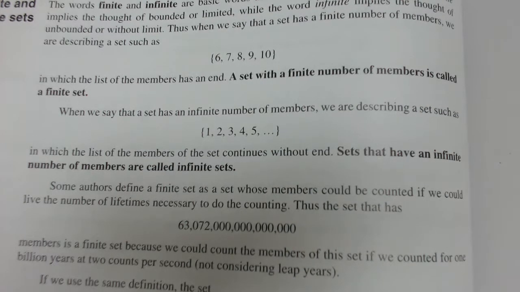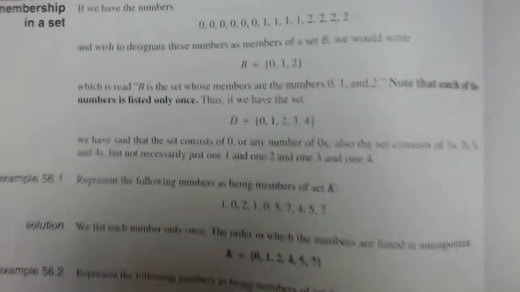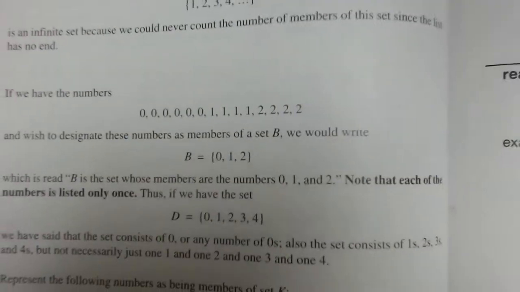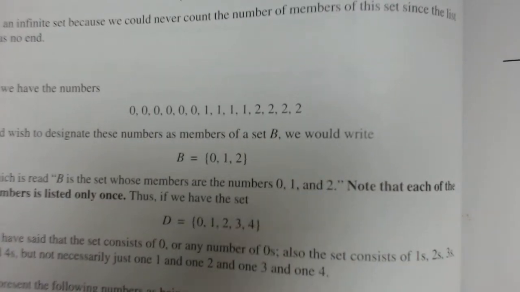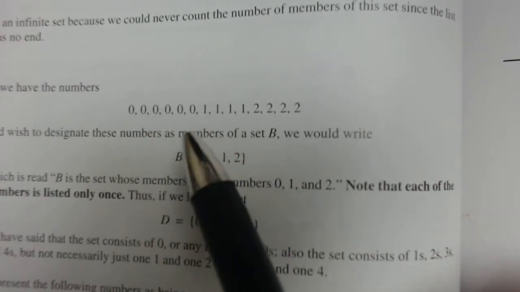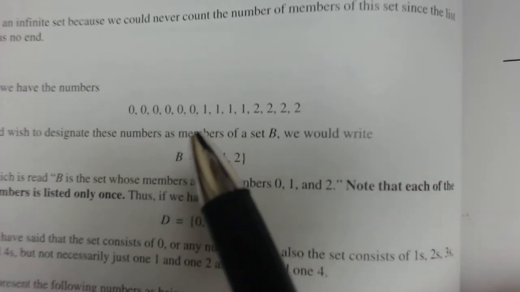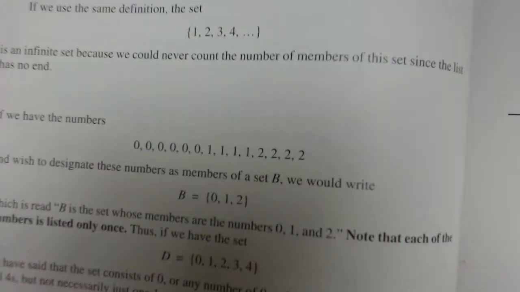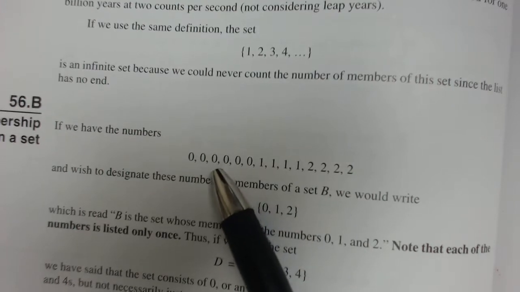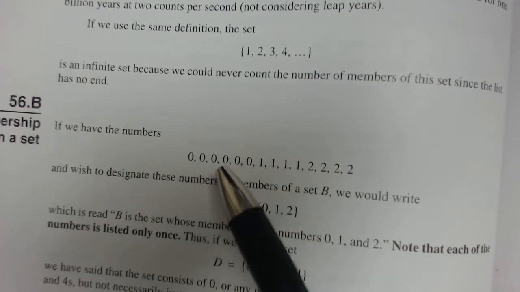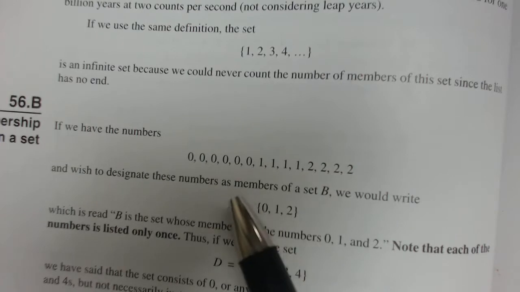Now let's talk about set membership. So let's say we have this group of numbers right here. We've got 0s, 1s, and 2s. Now, when we designate a set, let's say these numbers are in a group and they want you to write them as a set, and they want you to name them as set B, which is what the book is doing. In a set, we're never going to list one number more than once. So even though the number 0 shows up 6 times, when they draw the set B, they're going to put B equals 0, 1, 2, end set.